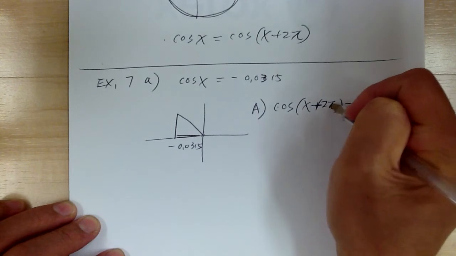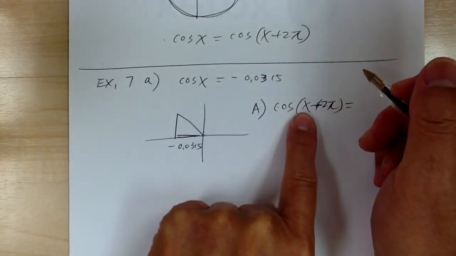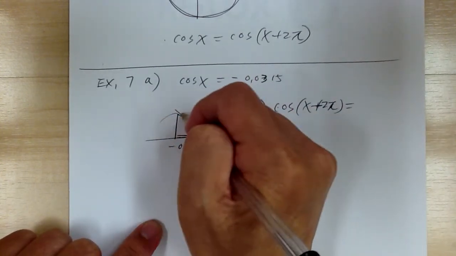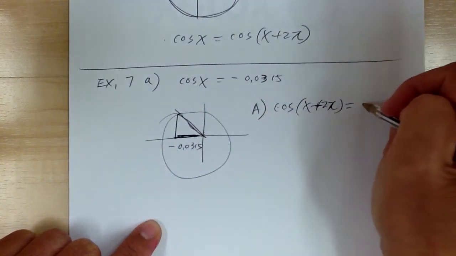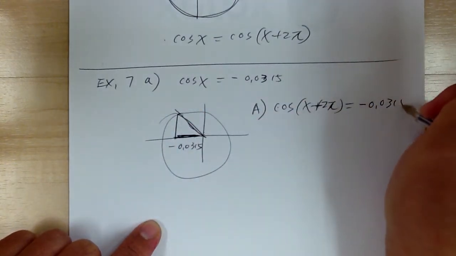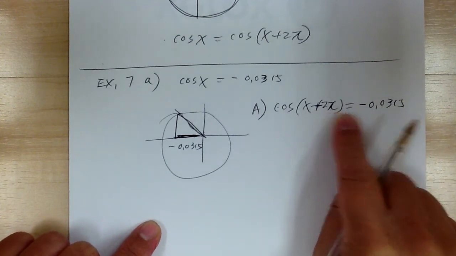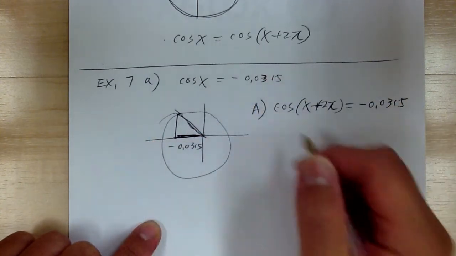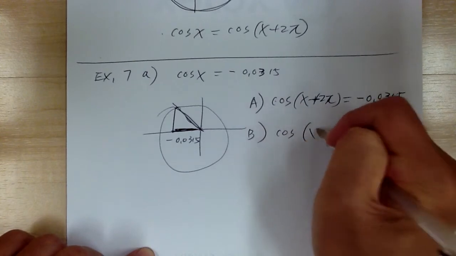What it's saying is that you want to go around the circle 1 time. You plot your angle, and you want to add 2 pi, which means you go around the circle 1 time. You're going to have the same cosine, so this is going to be equal to -0.0315. Again, when you add 2 pi, you go around the circle 1 time, so you end up with exactly the same length. Okay, for part B, you have cosine of x minus 2 pi.